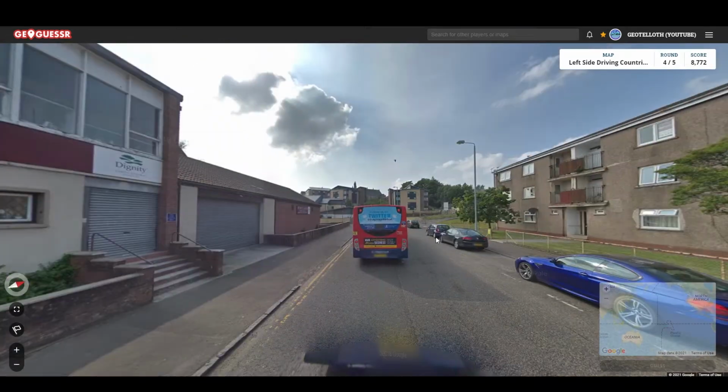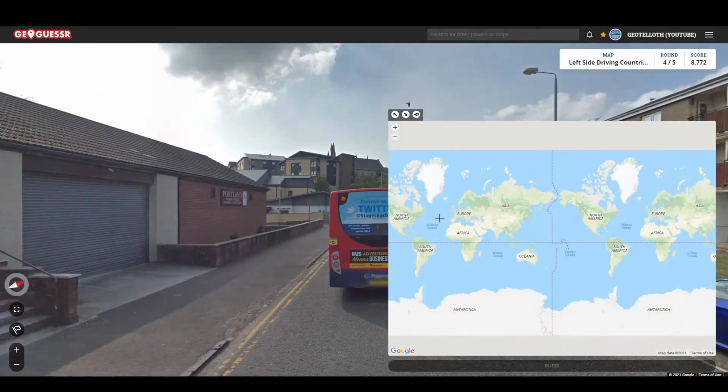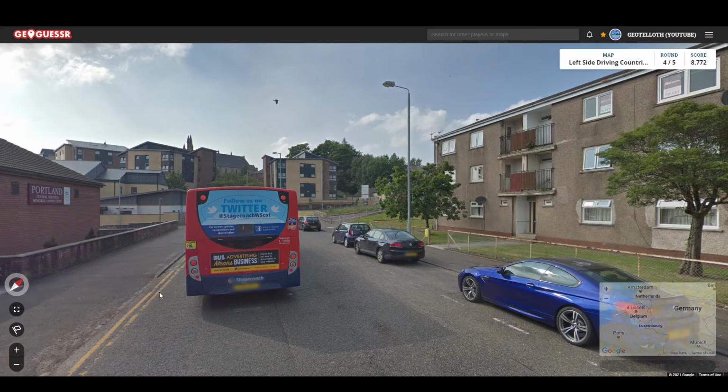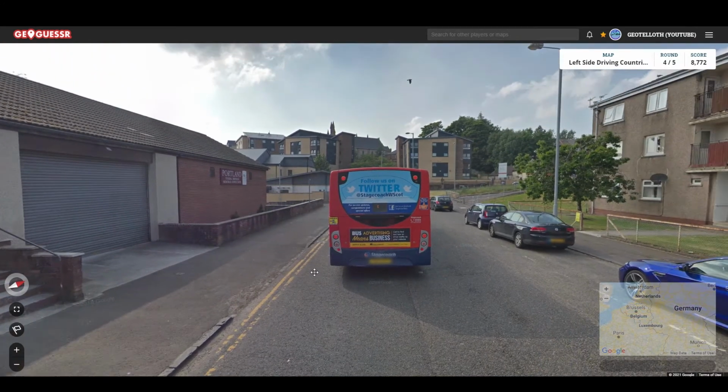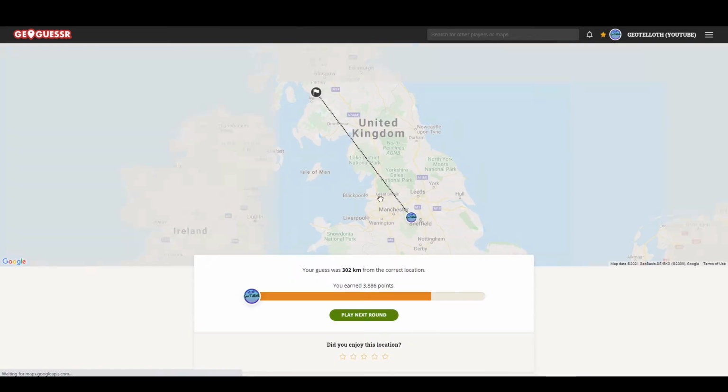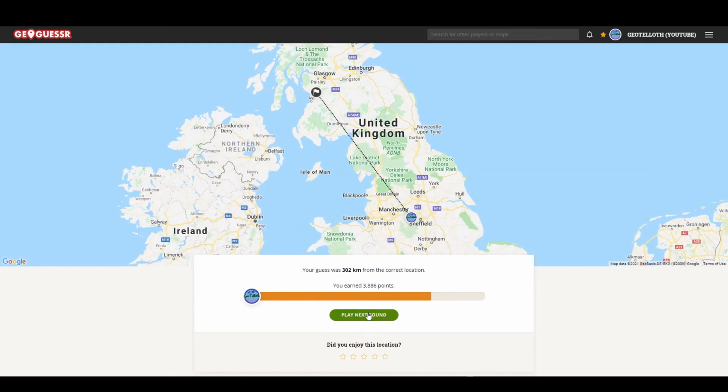Next round, and this is the UK, so I'm just going to go straight into the UK. I'm judging that by the double yellow road markings on the side. This is very common to see in cities. In fact, almost every city will have some sort of road marking like that. So we're just going to guess in the UK randomly, and yep, that was correct.